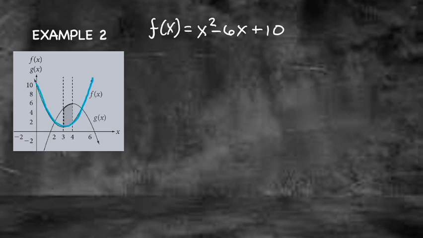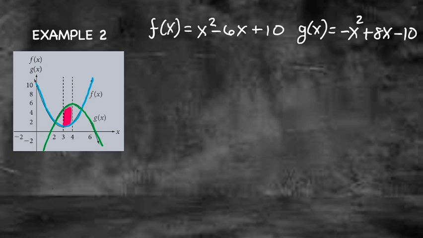In this second example, we're going to do the same thing as example 1 in practice. We have a function f of x is equal to x squared minus 6x plus 10, and that's the function in the blue. We have the function g of x is equal to minus x squared plus 8x minus 10. That's our function in green. And we want to find the area on the interval from 3 to 4 that is trapped between those two functions. That's the pink area.